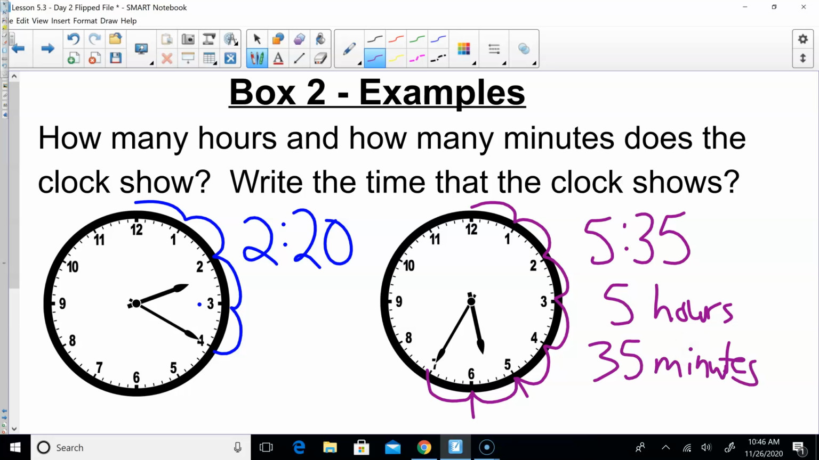This one over here shows 2 hours. And then this one shows 20 minutes. So that's how you break apart the parts, and then together we'd see them as 2:20 on the clock or 5:35 on the clock. The digital clock that we now see most around us.